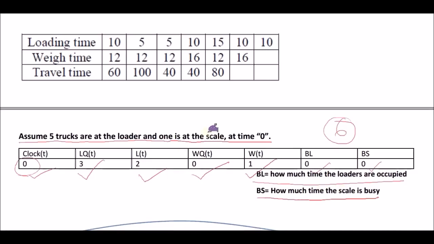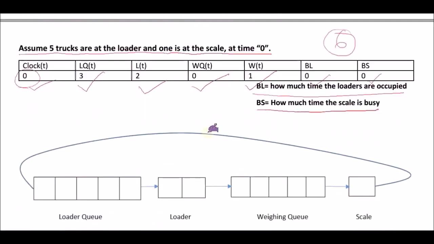So this is our first instance, and now let's populate the table. We have filled this. We said that there are 3 in the loader queue, 2 in the loader, 0 in the weighing queue, 1 in the weighing scale. So let's first fill this part.